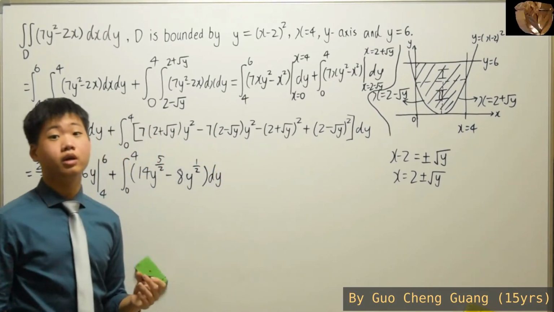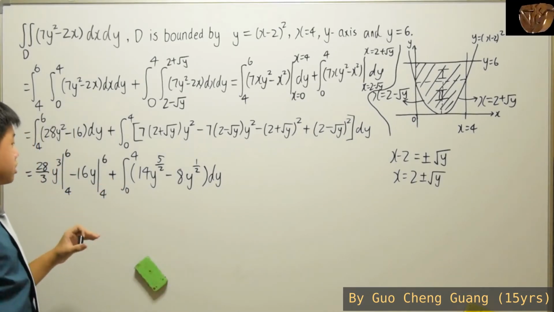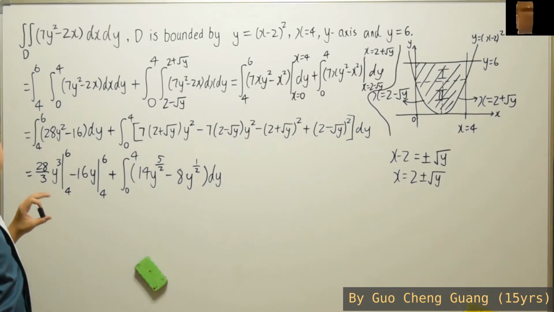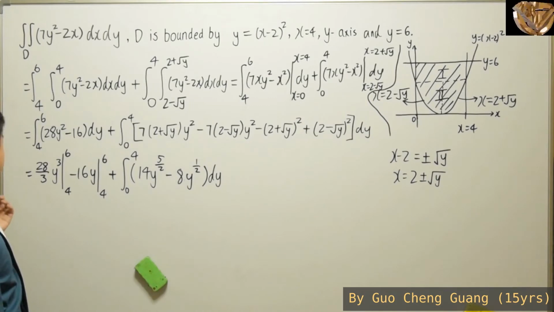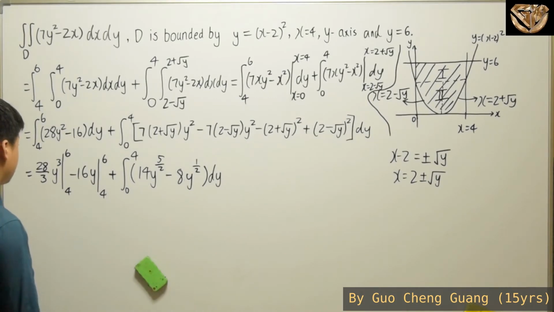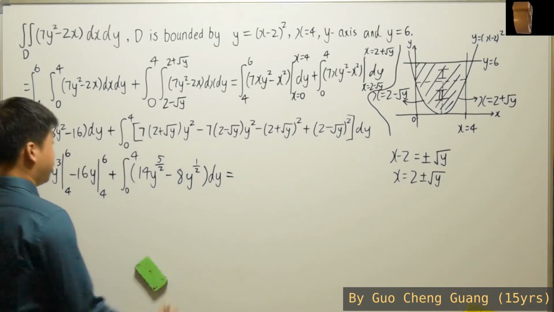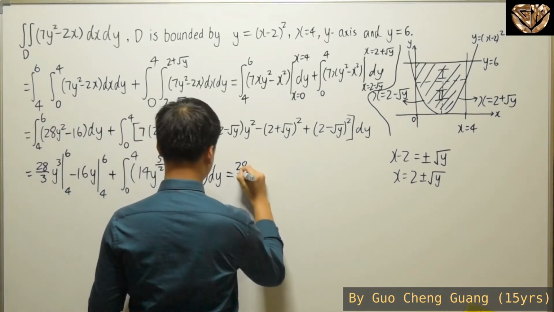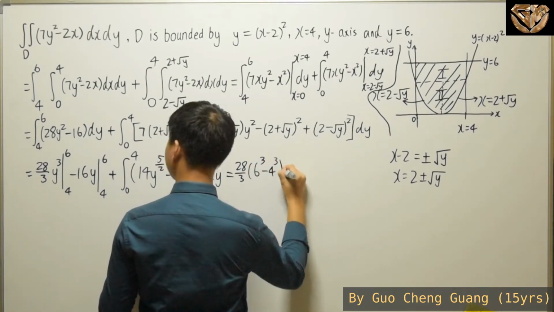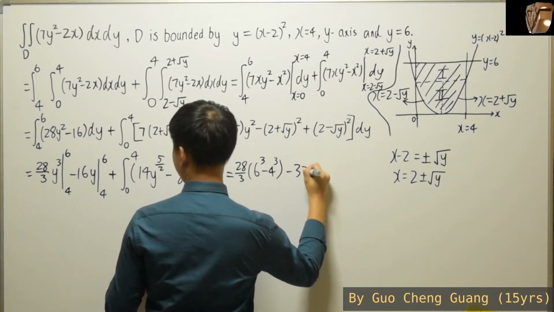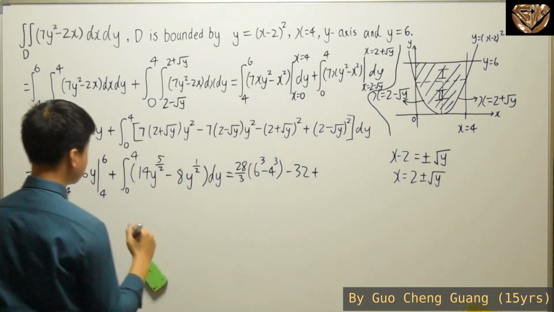And then dy, right? So this is the second part that you're going to integrate. Now, we take a look at the first term again. Of course, you might have a bit of a problem trying to solve this. So since you're going to have 28 over 3, 6 cubed minus 4 cubed, then of course minus 32 since you have 2 times 16, and then plus.